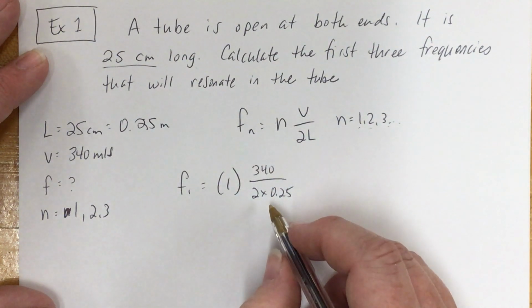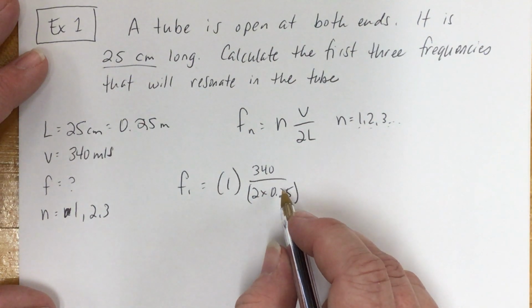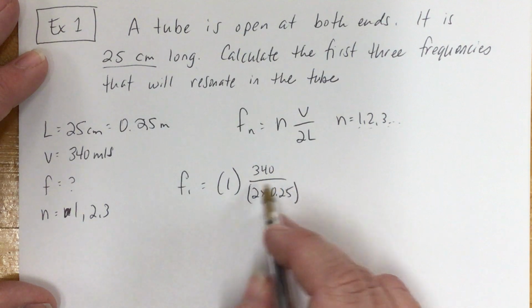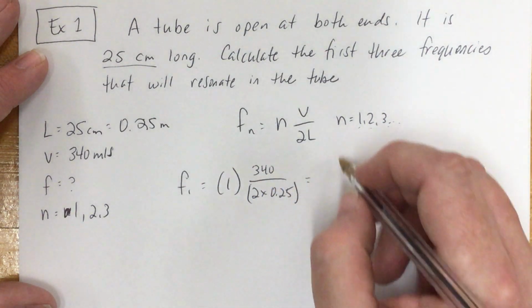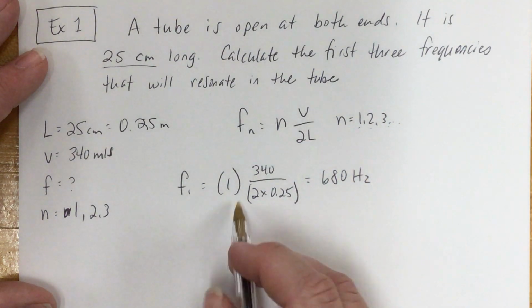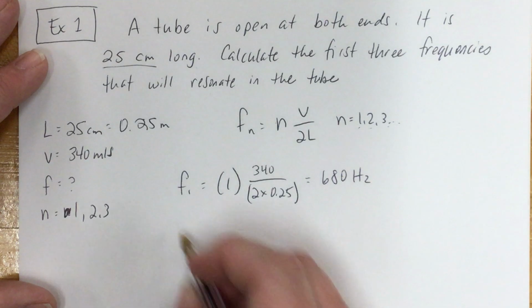Now, if you're putting this in a calculator, you need to make sure that you keep this in parentheses for order of operations to be followed. So if you take 340 divided by this, you end up with 680 hertz. That would be for your first frequency. We call this the resonant frequency.